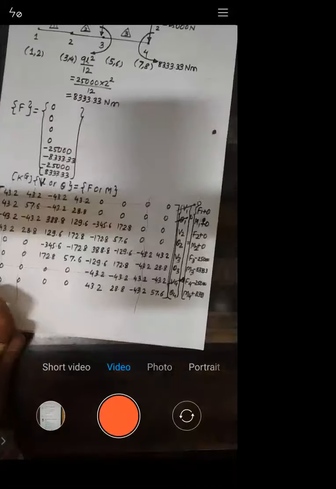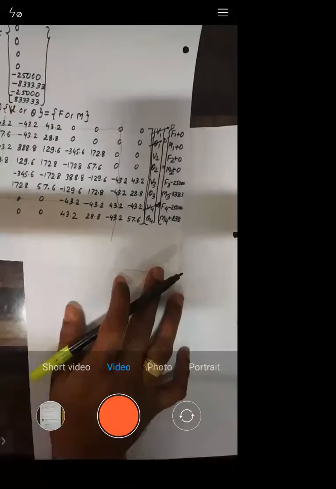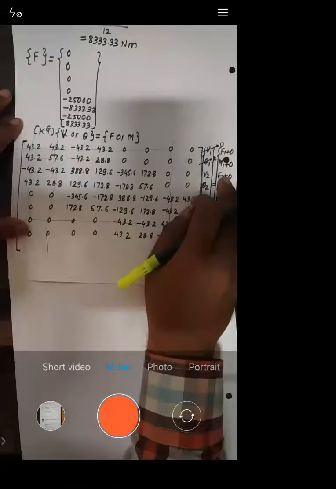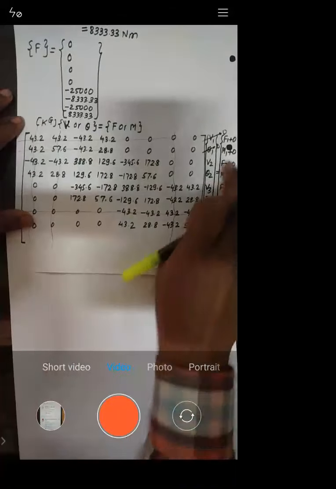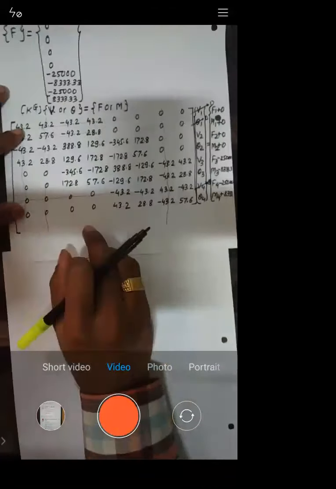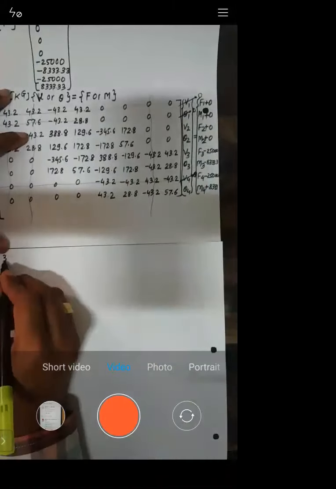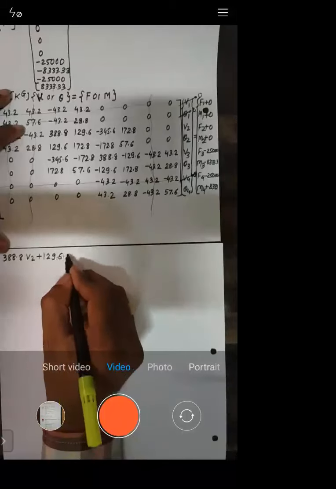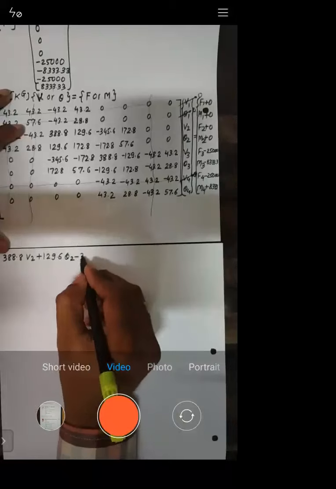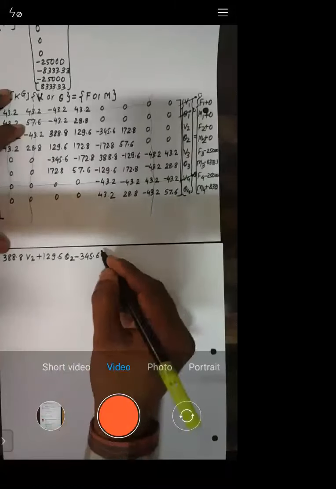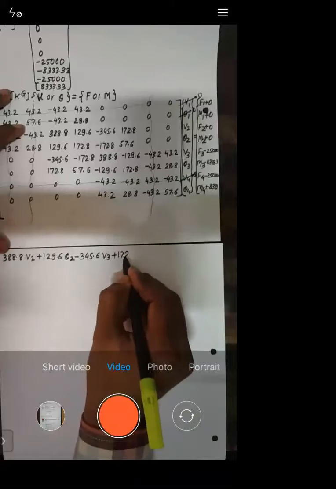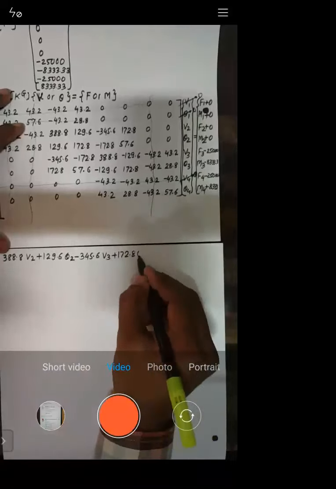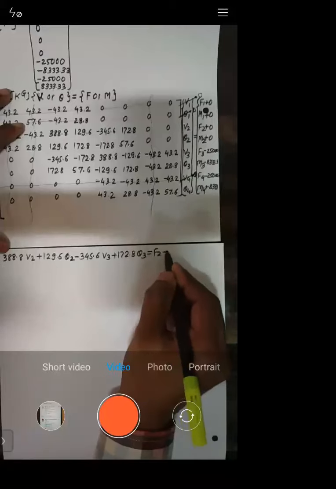Okay, let me do that otherwise. See, if I need to calculate the value of F2, I'll do that. Third row into this column is equal to F2. So now let's do that. 388.8 into V2 plus 129.6 into theta 2 minus 345.6 V3 plus 172.8 theta 3 is equal to F2 plus 0. Yes or no?